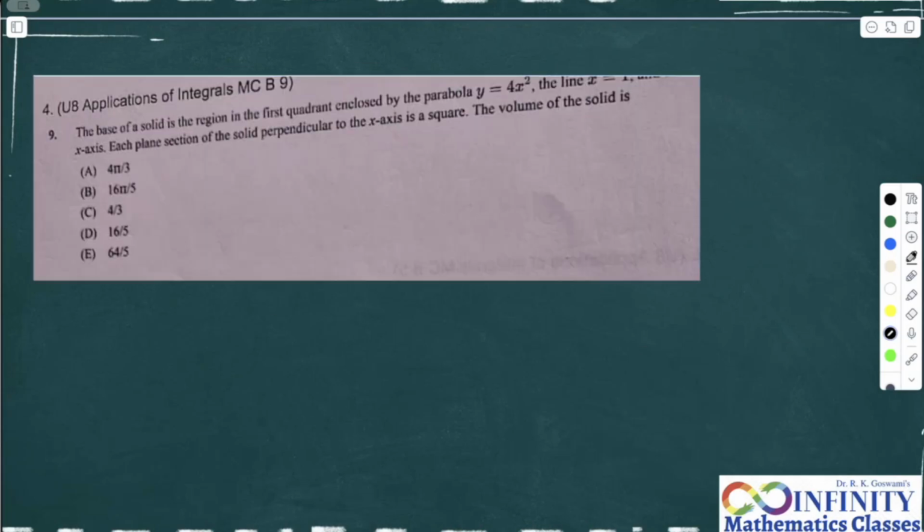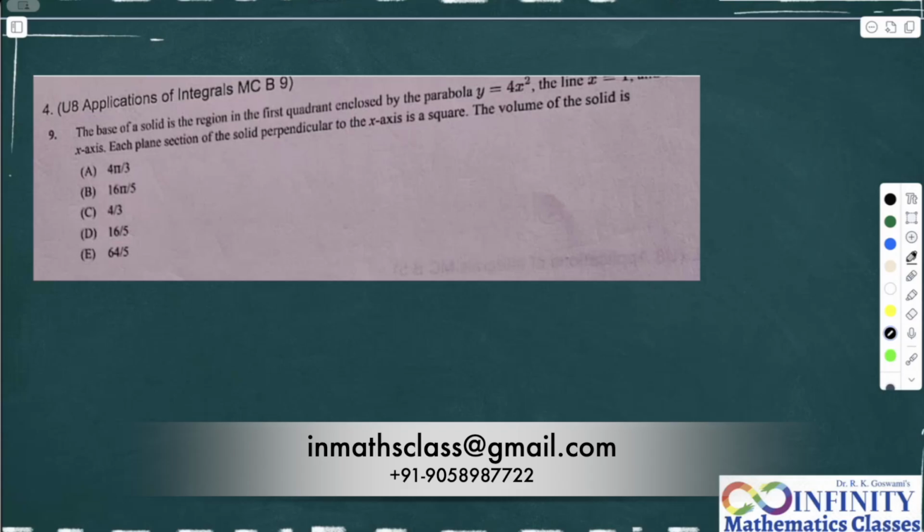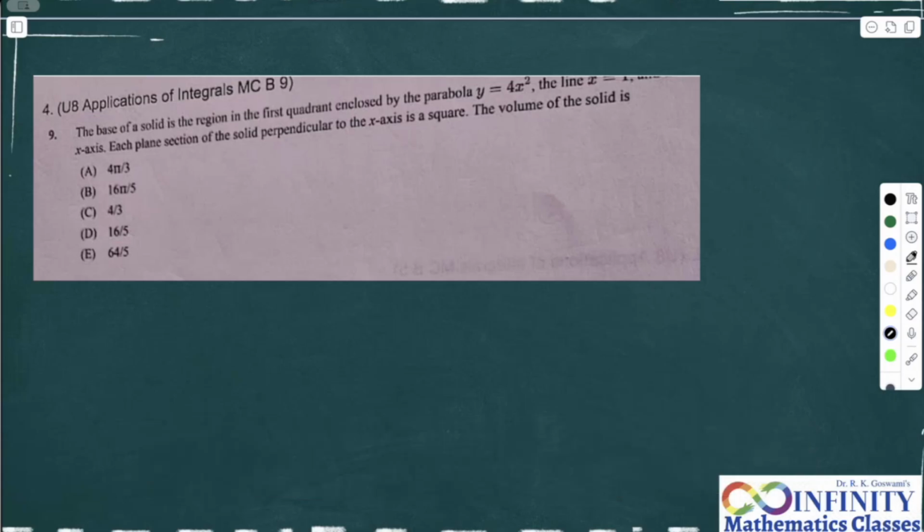So the line x would equal 1 for that question there. The line x equals 1 there. Okay. Yes. So please read the question with me. The base of a solid is the region in the first quadrant enclosed by the parabola and the line x equals 1 there. So let us just try to draw the figure there.